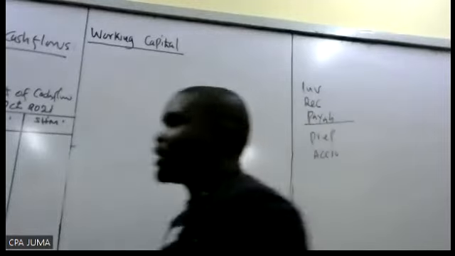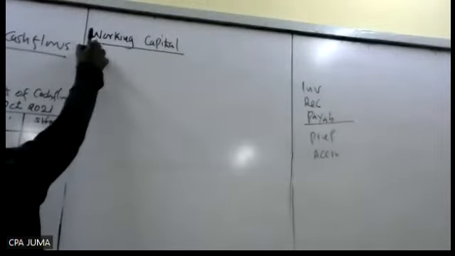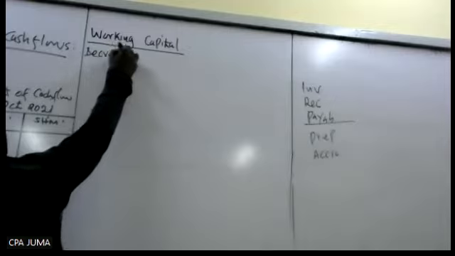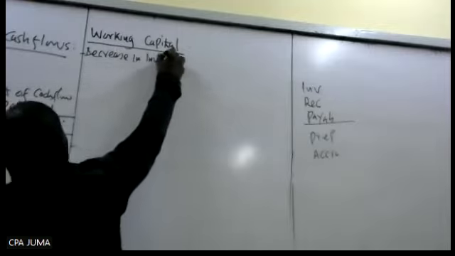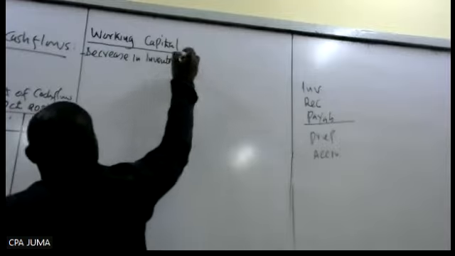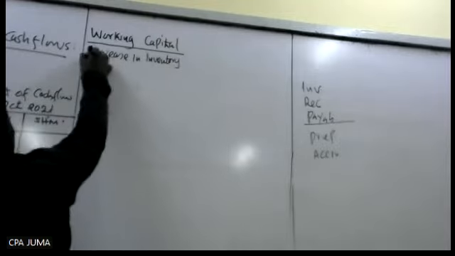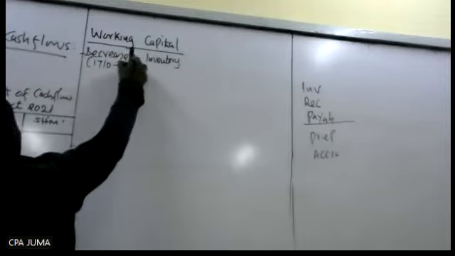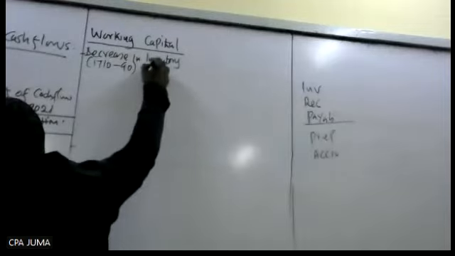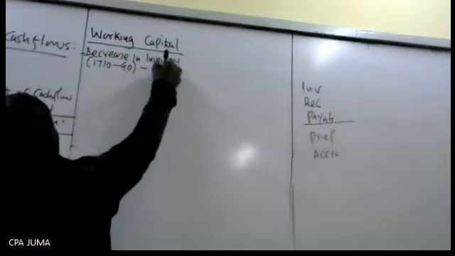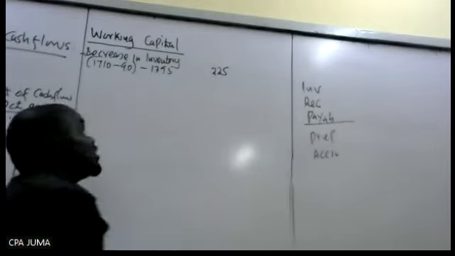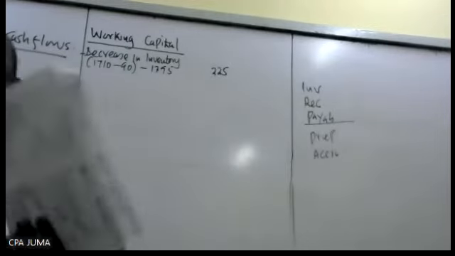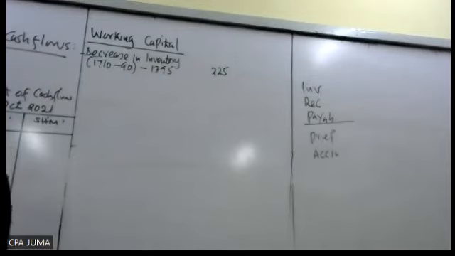Then is when you compare. So it is a decrease in inventory. How much? 1710 minus 90. Then it went down to 1485. A decrease of 225. Decrease in stock you add. It means you are selling.